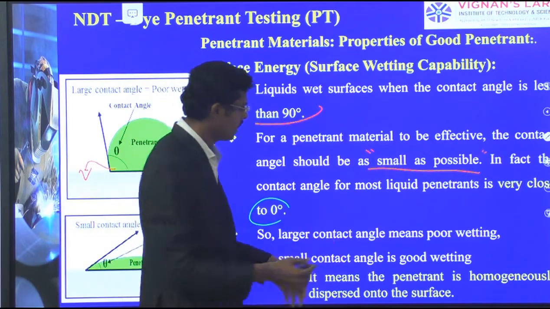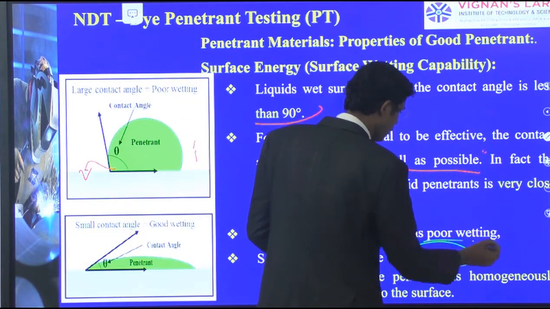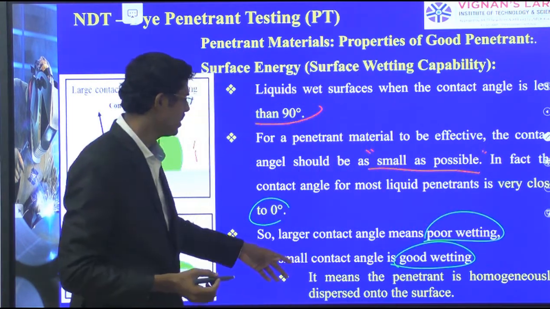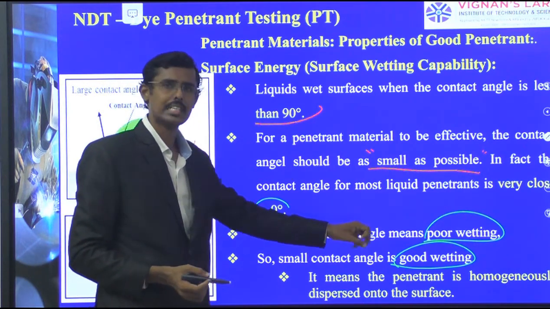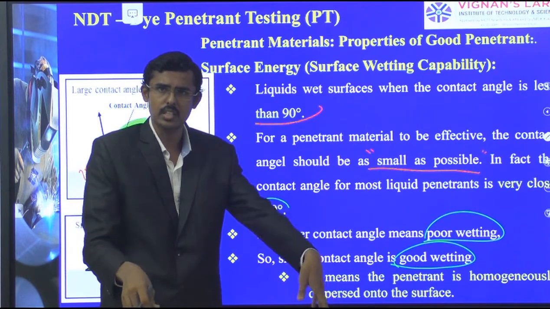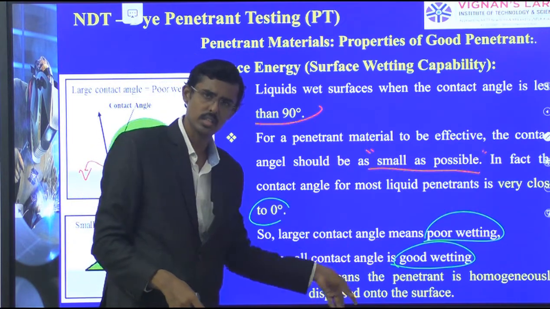Small contact angle, good wetting. Poor wetting. It means the penetrant is homogeneously dispersed onto the surface, because it is spreading and it is going inside. That is what it is. Good wetting is useful here.